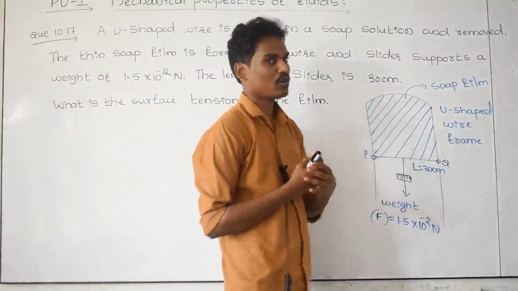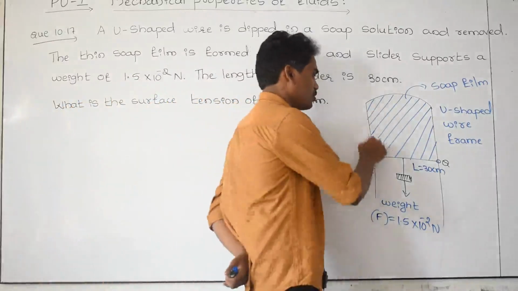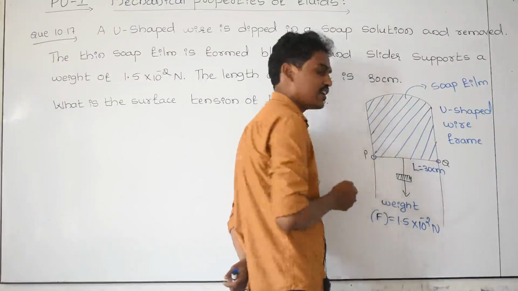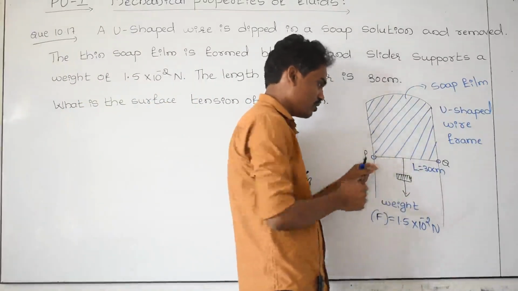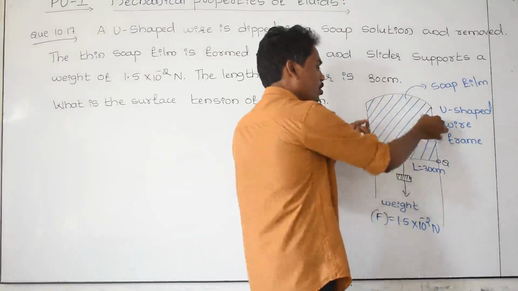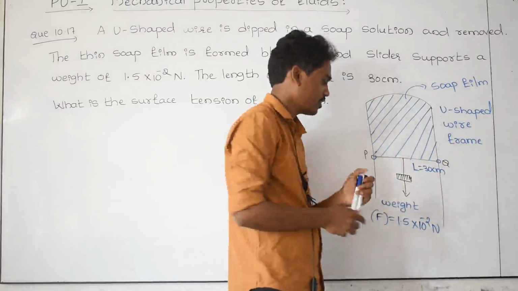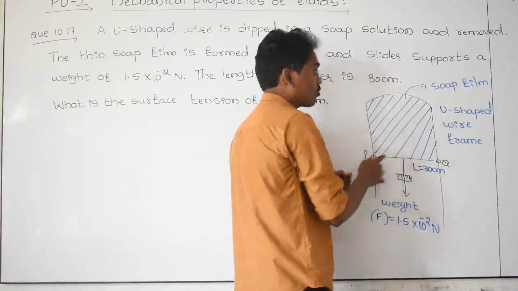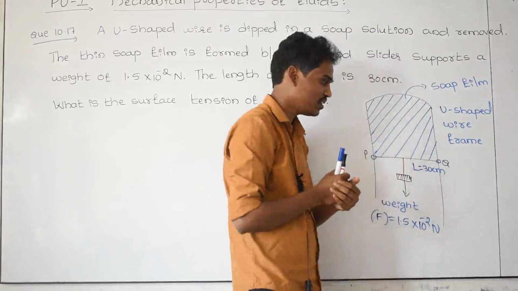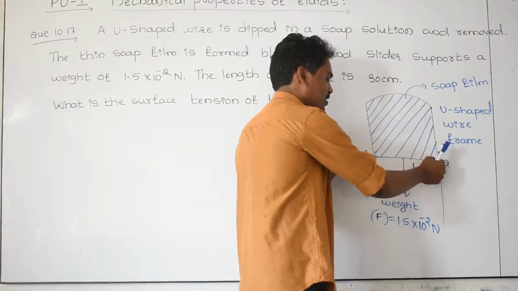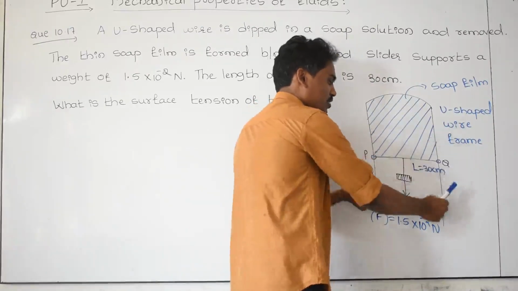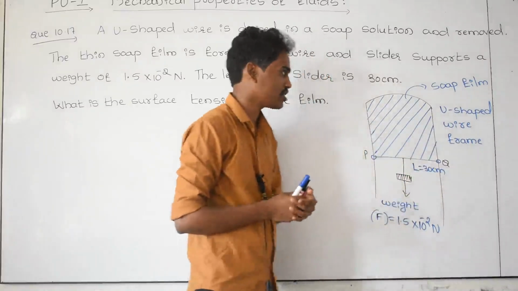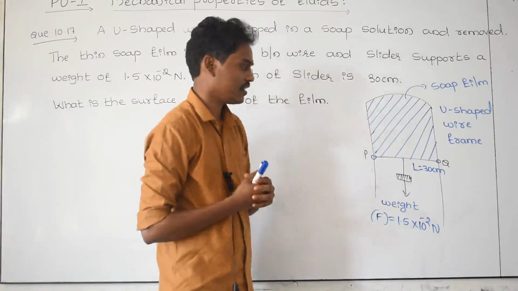For convenience, I have drawn the diagram. This is the U-shaped wire. A slider is placed on that wire. The slider is nothing but also a wire, but it is freely moving along the length of the frame. This is the U-shaped wire, and here there is another wire. We are going to call it a slider. Here a ring type system is given, so it slides and moves freely along the length of the frame. That's why we are going to call it a slider.